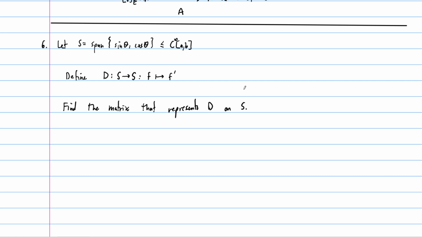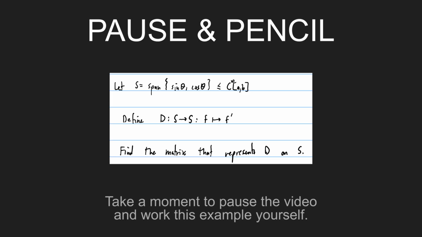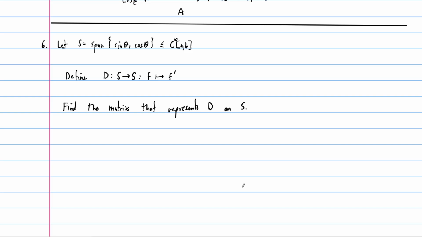All right, so the first thing you want to do is define your coordinates, then apply the derivative to each basis vector, and then write the answer in coordinates as well, and then build your matrix. So I'm going to give you guys a moment to try that one on your own, and then we'll check back together. All right, let's see how you did.